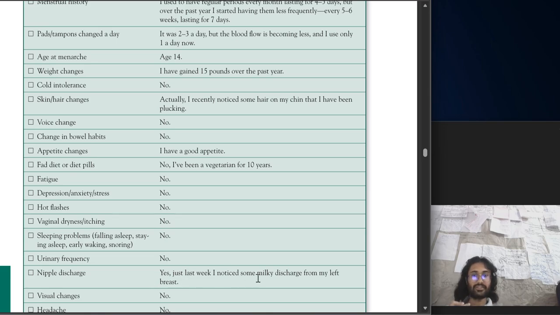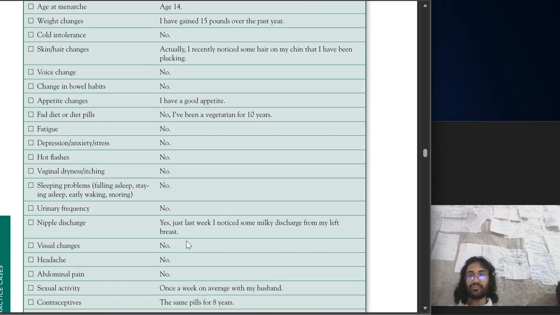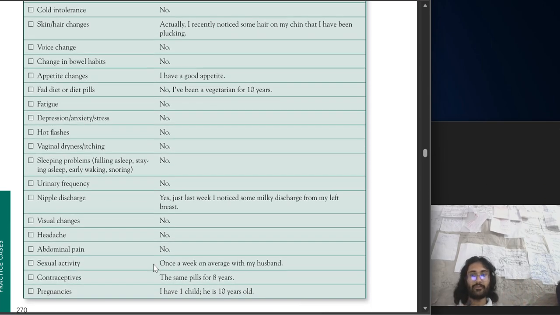Just last week I noticed some milky discharge from my left breast. Well, this is another concerning point. Like she's not pregnant, and then also she's having some kind of discharge. Now it is milky in nature, so maybe there is lactation due to some kind of hormonal disturbances. Visual changes, no. Headache, no. Abdominal pain, no. Sexual activity once a week on average with my husband.